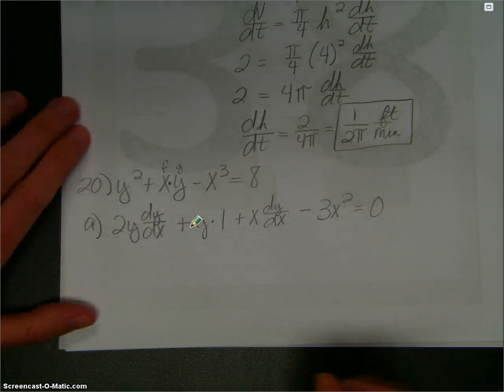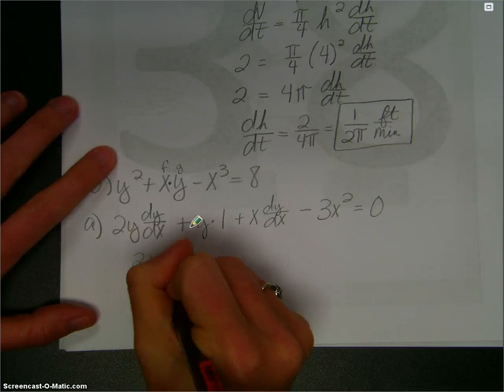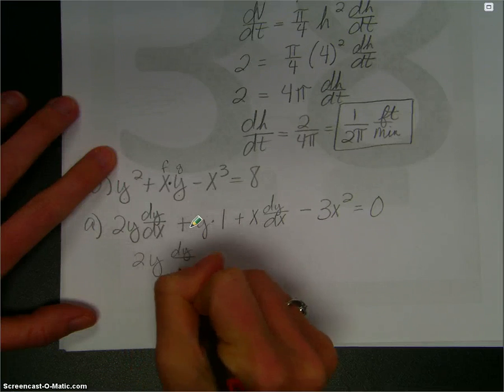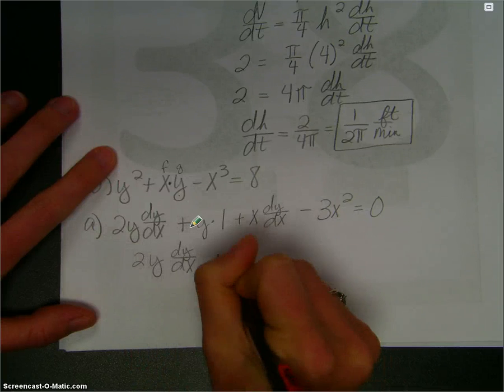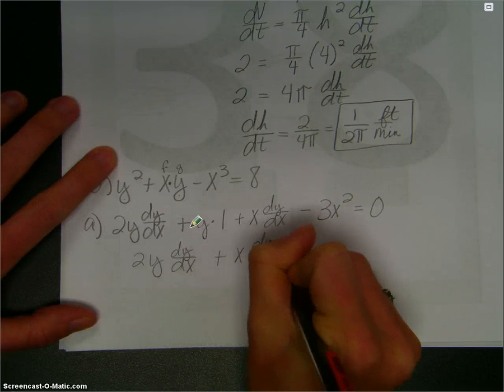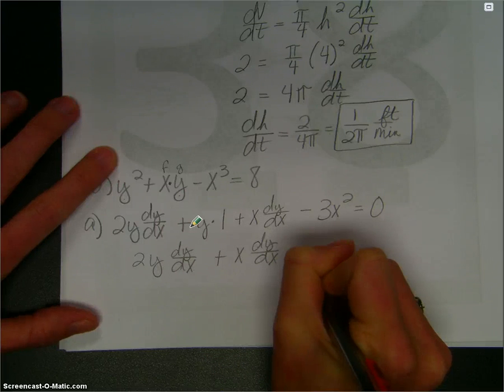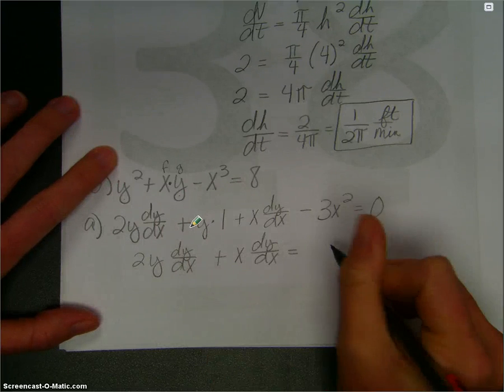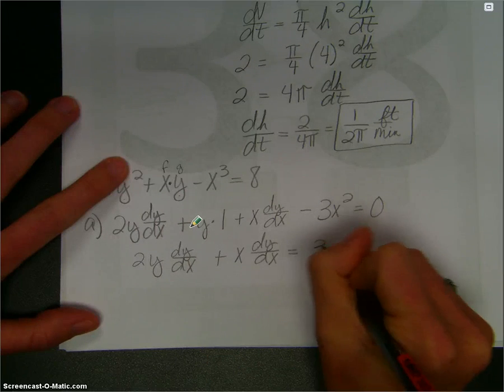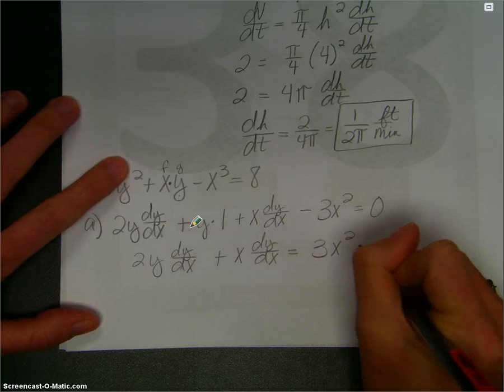Okay, so I'm going to keep everything that has a dy/dx over here on this side, so that's 2y dy/dx and x dy/dx. And I'm going to move everything that doesn't have a dy/dx over to the other side. So I'm going to subtract over my y and add over my 3x squared. So that's going to give me 3x squared minus y.